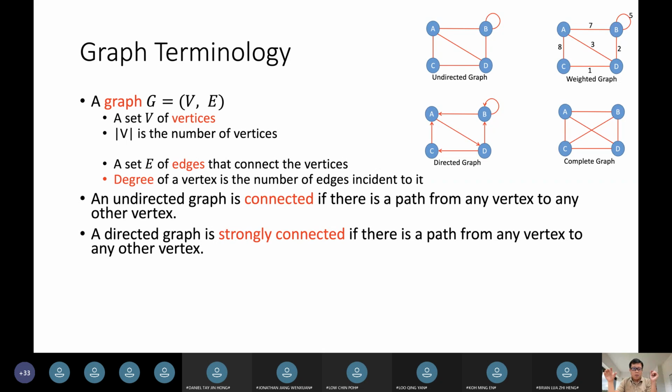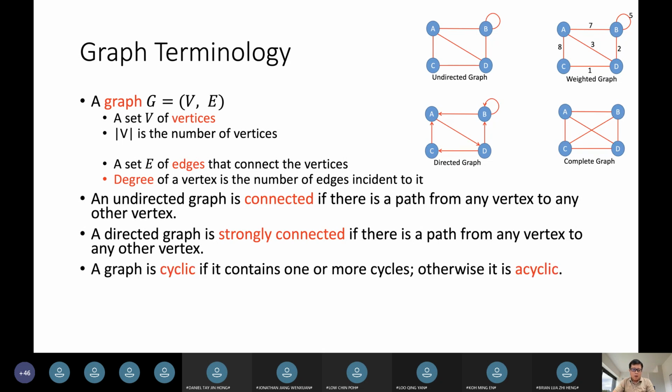Then we also have the strongly connected one. Okay, strongly connected is for the directed graph. So the directed graph can be strongly connected if there's a path from any vertex to any other vertex. Okay. There is a difference between the undirected graph and the directed graph. Because in the undirected graph, right, we don't have direction. So as long as A connects to B, then A can go to B and B can go to A. But for the directed graph, it's just one way, right? A goes to B, but it's not guaranteed that B can go to A. Okay.